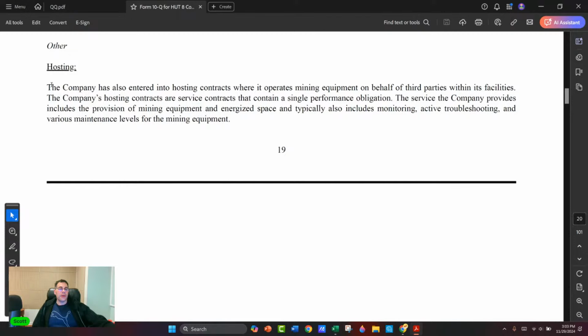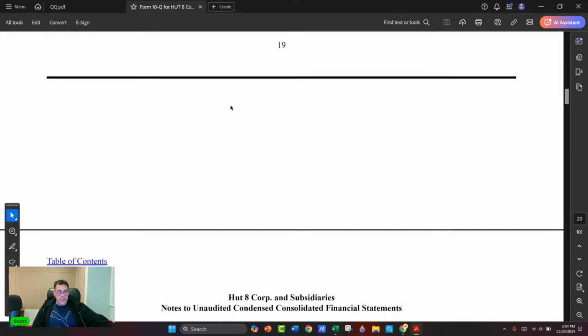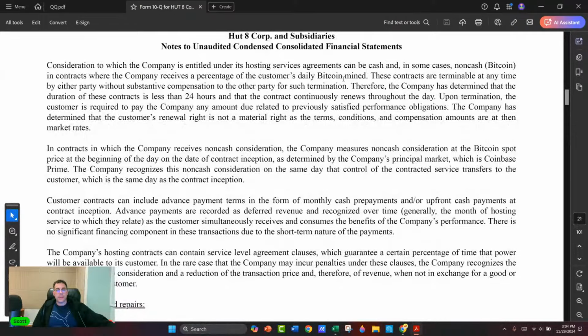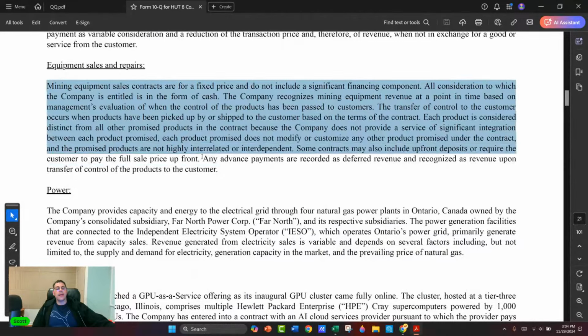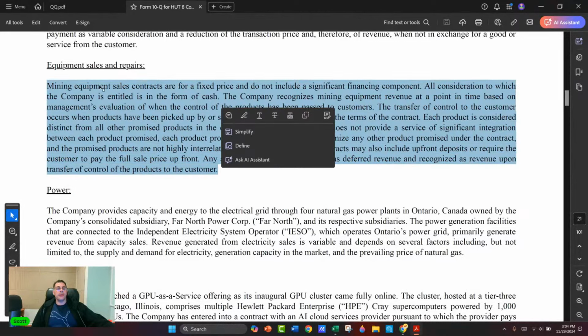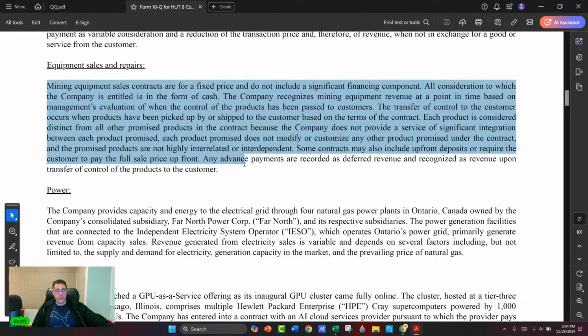And other revenue is hosting. The company has entered into hosting contracts where it operates mining equipment on behalf of third parties. So that's how it makes money. It mines not only for itself, but for customers. Because it can't just mine for itself, because I think they need some revenue. And if they only kept the Bitcoin themselves, they would never get any revenue until they sold the Bitcoin. Consideration to which a company is entitled. So it's kind of like it rents out the equipment to people who are looking to mine Bitcoin.